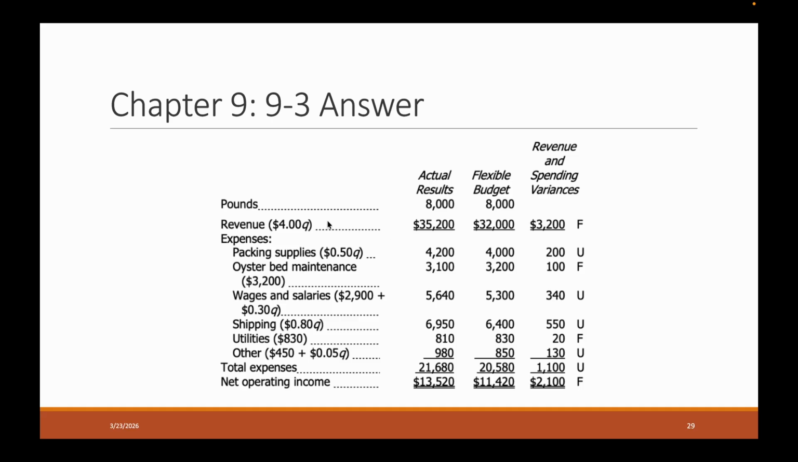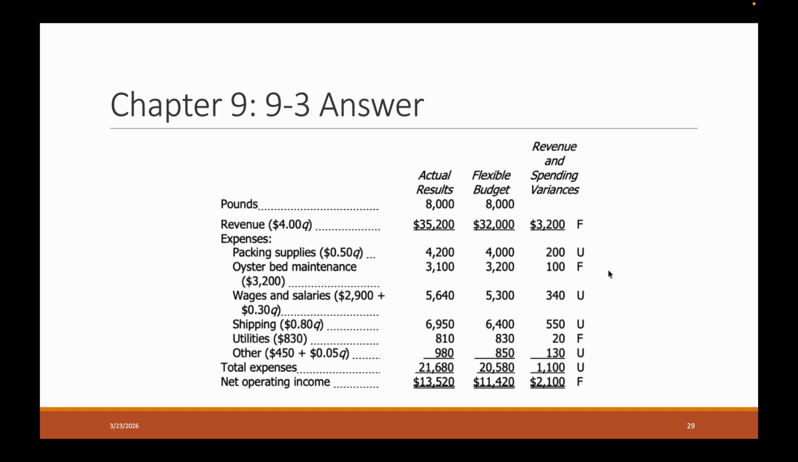All right. So starting with revenue, we saw that they actually produced a revenue of 35,200, where they planned in the flexible budget 32,000. So that's a revenue and spending variance of a positive 3,200. Since we made more money than what we estimated in our flexible budget, that's going to be a favorable variance, because obviously making more money is better than not making more money. For our expenses, the packing supplies, we actually spent 4,200 on packing supplies, and we planned for spending 4,000. So that means we spent $200 more on packing supplies. So that's going to be unfavorable. We didn't plan to spend that much, but we actually spent $200 more.